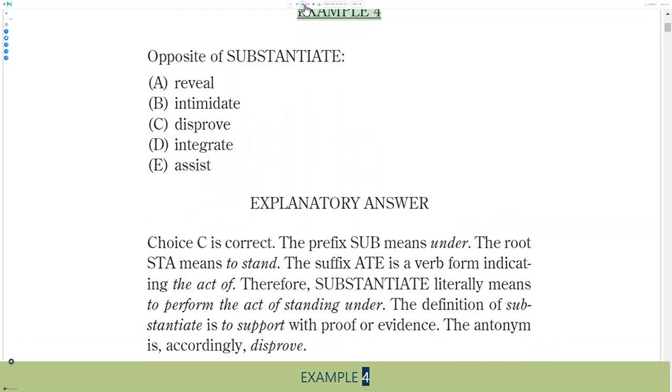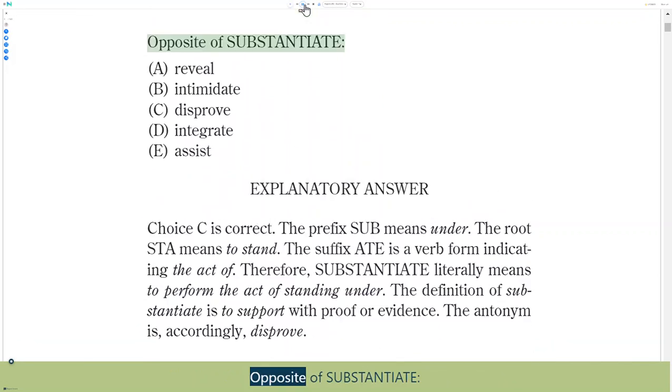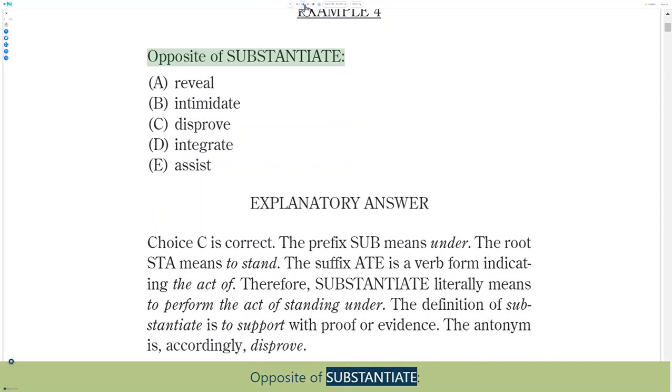Example 4. Opposite of substantiate. A. Reveal. B. Intimidate. C. Disprove. D. Integrate. E. Assist.